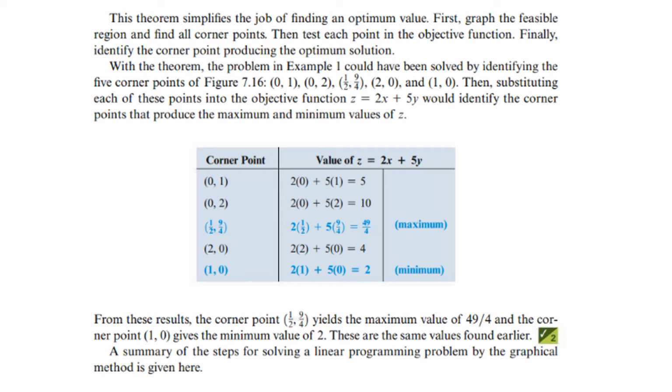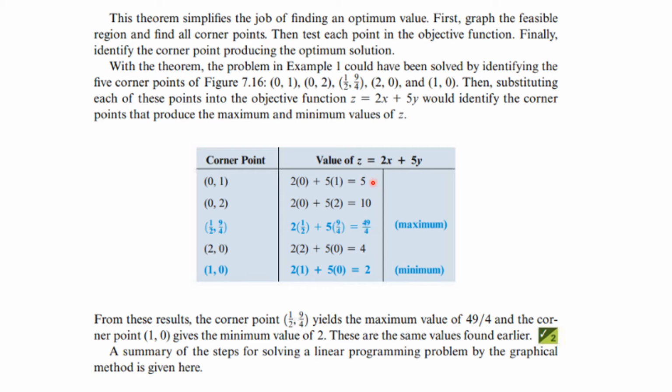Now the theorem simplifies the job of finding an optimum value. First, you graph the feasible region and find all the corner points. Then you test each point in the objective function. And then you identify the corner point producing the optimum, maximum, or minimum values. So in the example that we just did, we could find that these were the 5 corner points. Now there's quite a bit of work in finding these, but you can find these 5 corner points. So then I take each of these, the value for x and the value for y, and I substitute this into my objective function.